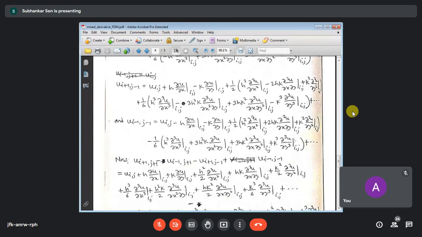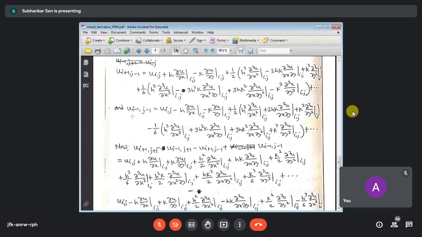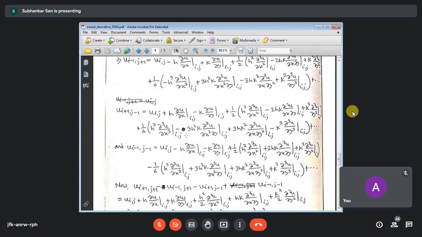Now we choose another one, u(i-1, j-1). So this is in the third quadrant compared to the point ij. So it is i minus 1 and j minus 1. Wherever there is h, make it minus h. Wherever there is k, make it minus k because of this minus. So h is minus h, k is minus k. For even derivatives, they are all positive; for odd derivatives, the signs change systematically.